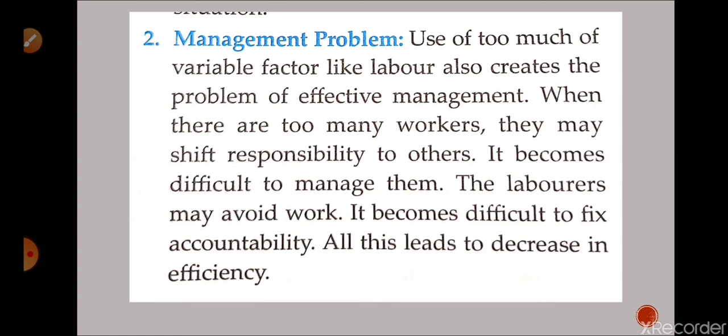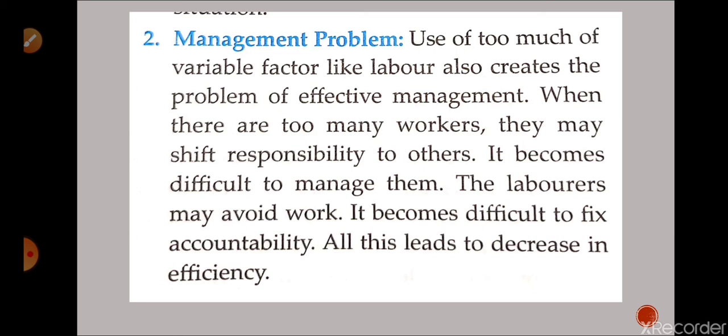So what is management problem? Means we are having a lot of workers, or overcrowding is there. So due to lack of effective management, what may happen, many workers may shift their responsibility. Why can they shift? Because too many workers are there, overcrowding is there already in the third stage, negative return. So they can shift their responsibility to others, and like that it will be difficult to manage them. Means we cannot maintain discipline among the workers, because they can shift their work to another worker, and in that case the company will have to go into negative return.